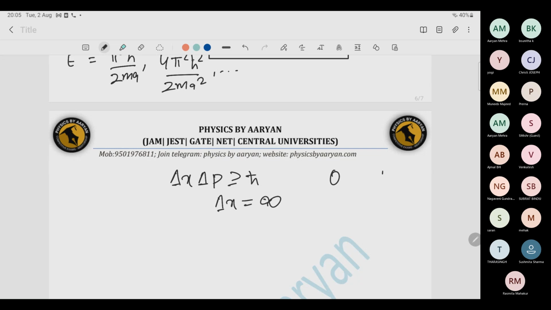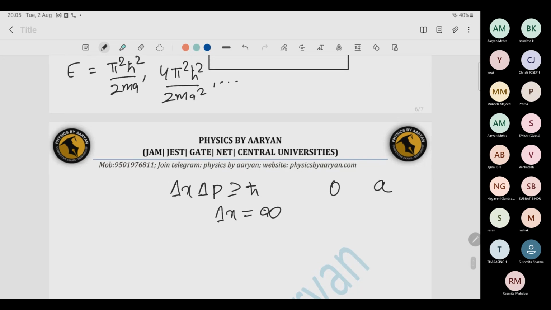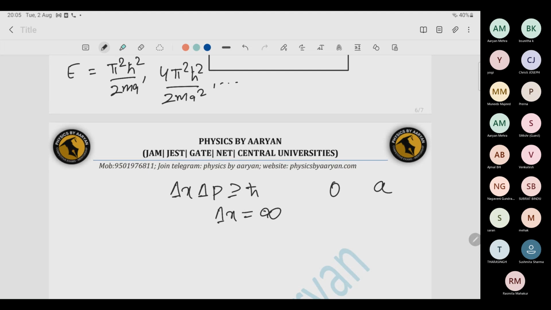Your particle is only within 0 to a. You don't know where it is. So maximum uncertainty can be a, because you do not know within this a region where it is. But if your momentum is 0, it comes out to be infinite. So this is a reason to make sure your uncertainty principle holds.